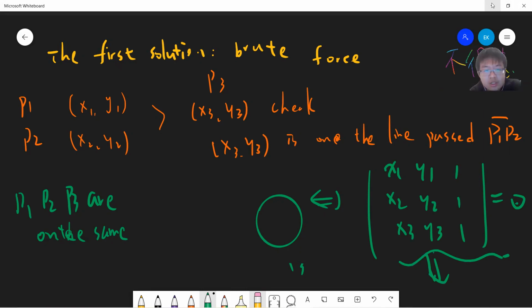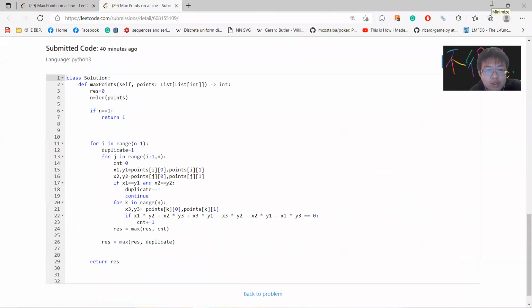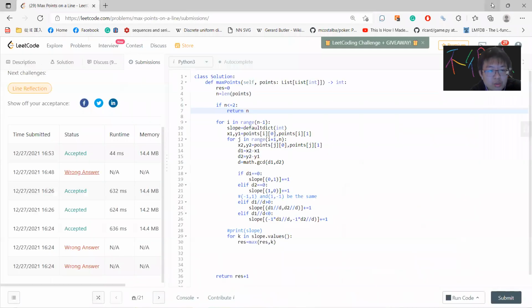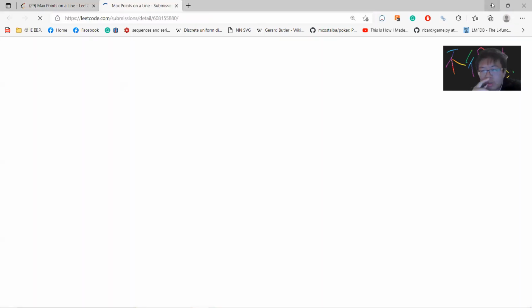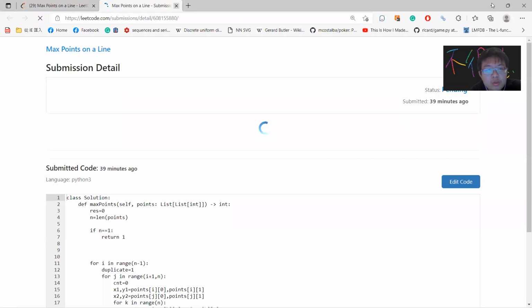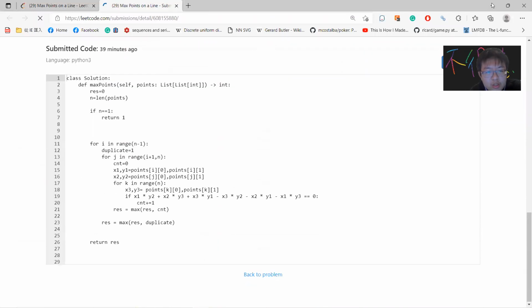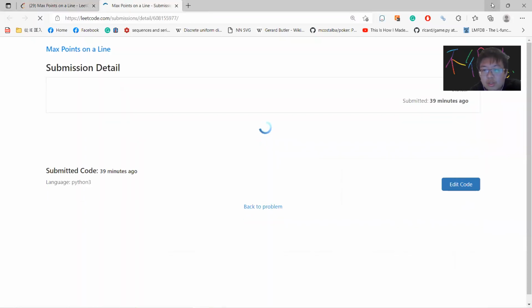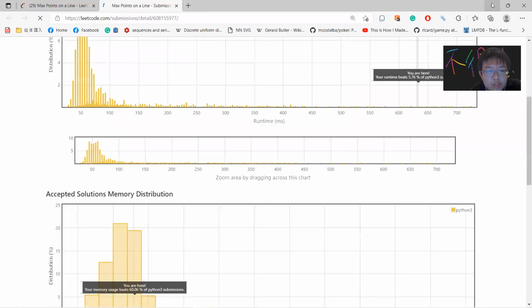Let me just write down the answer. You define a result to be 0, and if n is equal to 1, that means you only have 1 point, so the answer is 1. Sorry, let me check, I think there's the original version. The original version handled duplicates, but in the new version there's no duplicate. So this is the no-duplicate version.